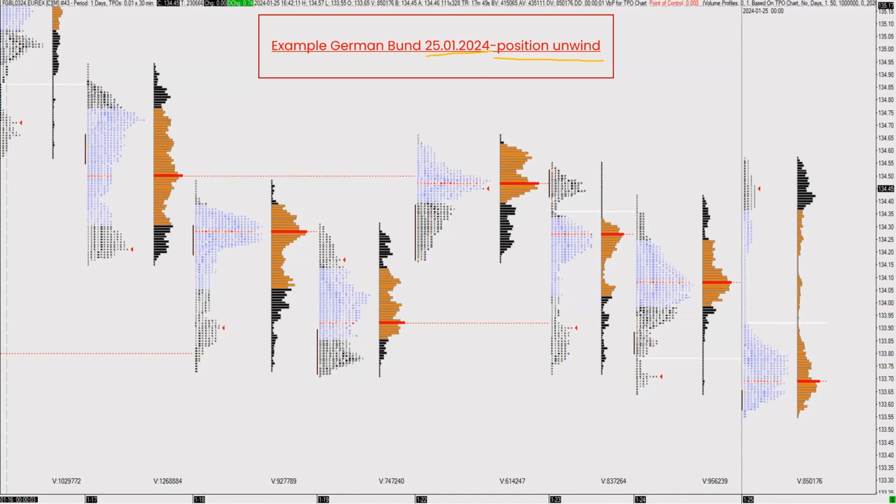Okay, what we can see over the last, now keep in mind, if you're not familiar with profiles, these are all days. So day 1, day 2, day 3, day 4, day 5. We can see over the last 5 sessions, in essence, we're flat. The market's not moving anywhere.